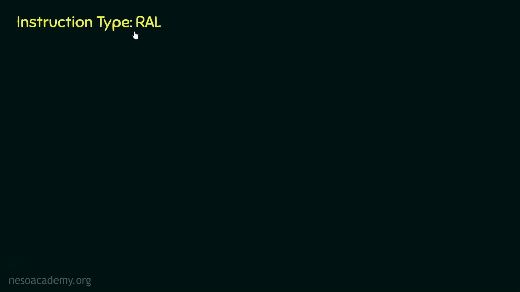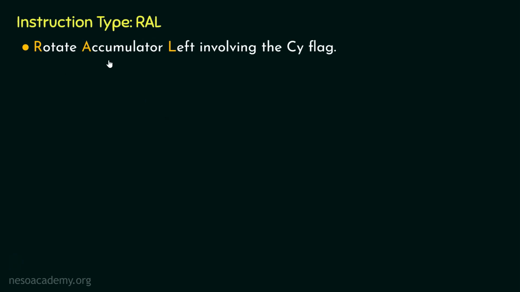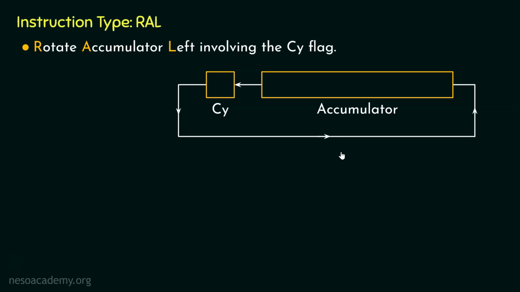Now coming to the instruction type RAL, it stands for rotate accumulator's content left involving the carry flag. Now if you remember, in case of RLC, we were just sending a copy to the carry flag. But this time, we are involving the carry flag. Notice the mnemonic RAL. Here, the letter R is coming from rotate, A is coming from the A of accumulator, and finally, the letter L is coming from L of left. Now, in order to understand the working of this instruction, let's understand the organization first. Do you notice any differences with the previous organization?